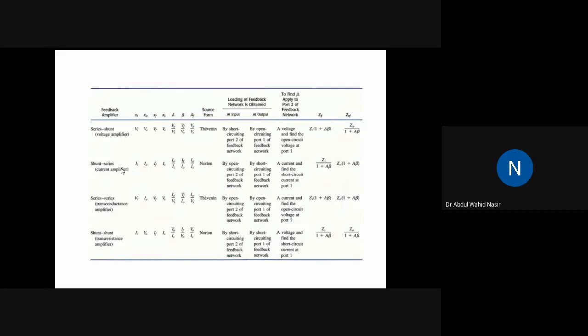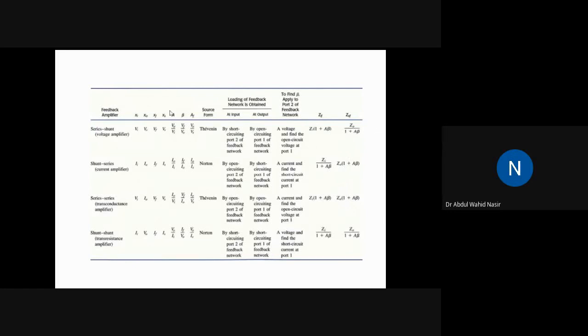Now coming to the current amplifier, where you have both input and output as a current signal. The gain of the amplifier will be I naught by Ii, beta will be IF by I naught, and the overall gain of the negative feedback system will be I naught by Is. Here there will be an improvement, as the input impedance gets reduced by a factor of 1 plus A beta, and the output impedance gets increased by a factor of 1 plus A beta, which is desirable.